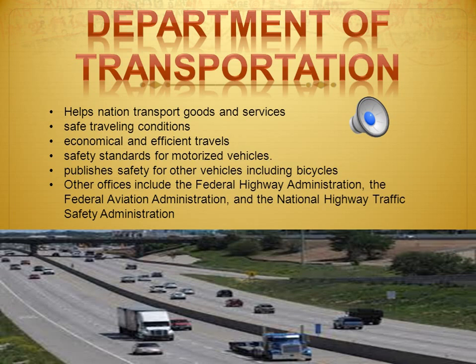It also has other offices such as the Federal Highway Administration, the Federal Aviation Administration, and the National Highway Traffic Safety Administration. So they're concerned about three primary things: economic and efficient traveling, safety and standards, and educating the public on how to be safer, and then dealing with transporting goods and services, getting produce from one area to another, things like that.